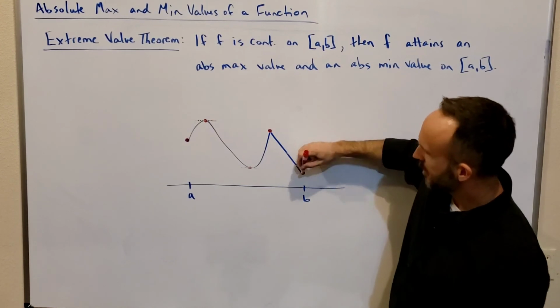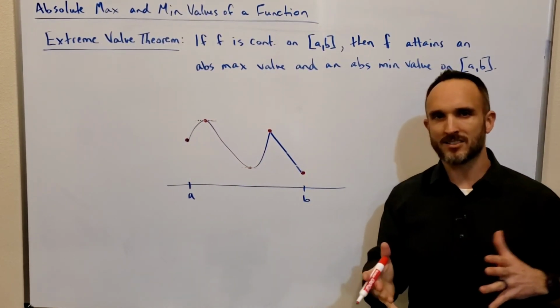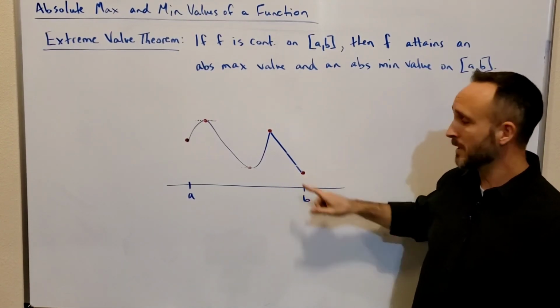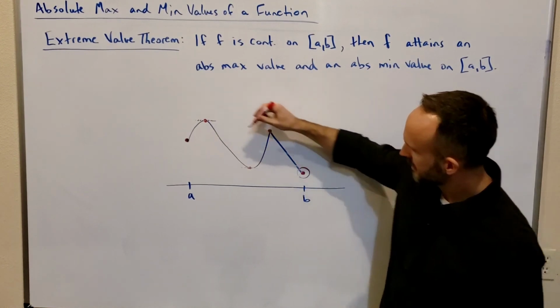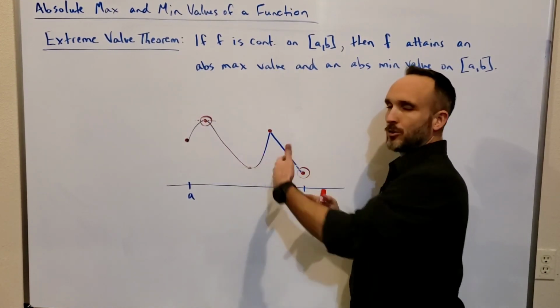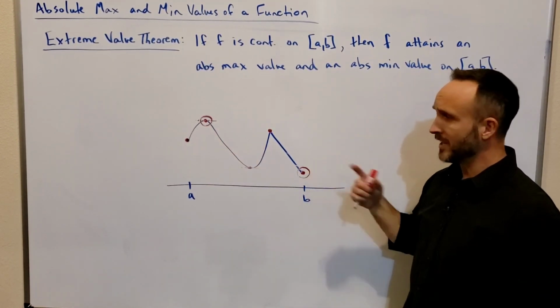The endpoints are likely to be, not likely, but they should be considered as candidates to give you your absolute max or min, just like this point here was our absolute min. Right? This was our absolute min. This was our absolute max. And they fall into one of the categories we discussed. Here we've got a derivative that equals 0. Here we've got an endpoint.